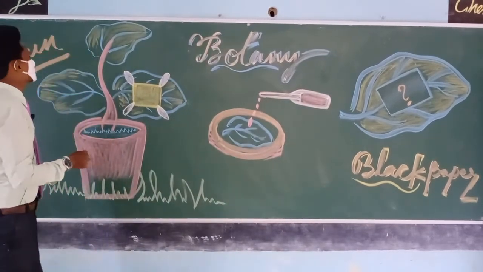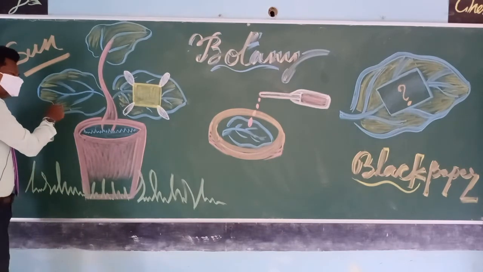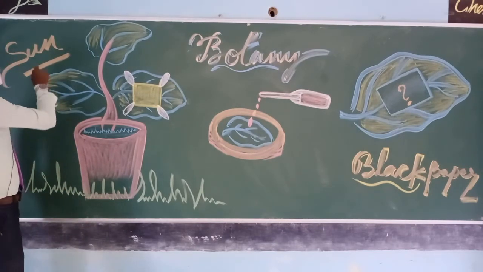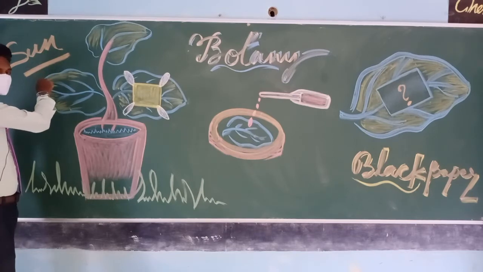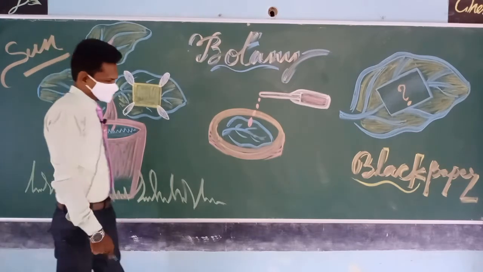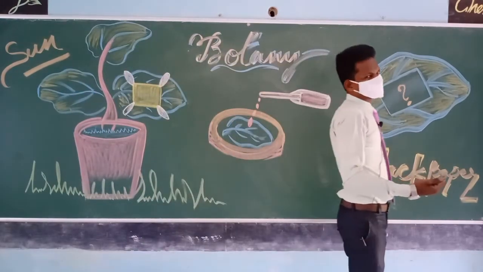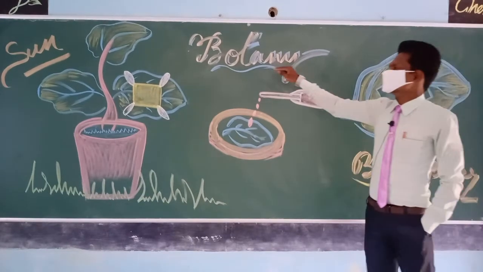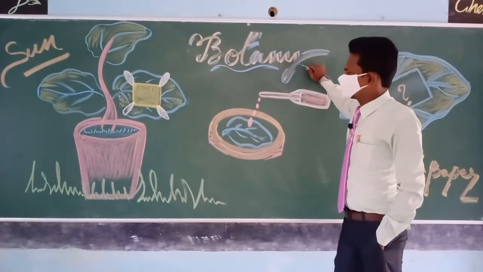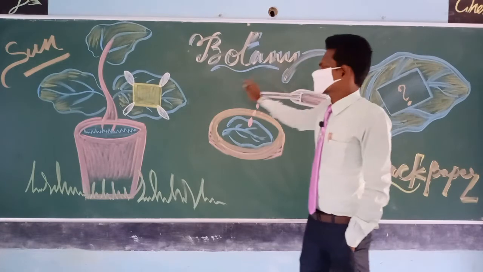So now let's see, by doing an activity, we can prove that the external factor, that is sunlight, is necessary for photosynthesis to prepare the starch. Without sunlight, there is no preparation of starch. Let's see. So here, first of all, we will go through the required materials for the photosynthesis.